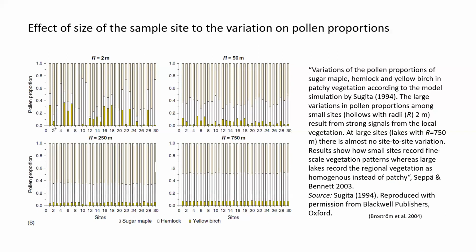You can see that in smaller sites, when we look at the pollen proportions of different species, with a radius of 2 meters or 50 meters, we get more variation between the sites. But when we have a radius of 250 meters or even 750 meters, there's not as much variation. So here we may get more regional change, but we don't see such big local changes in the pollen record.